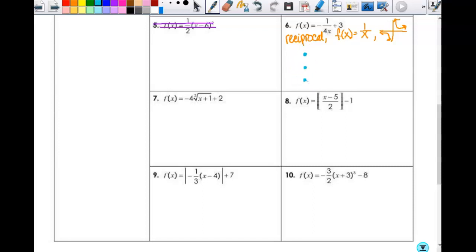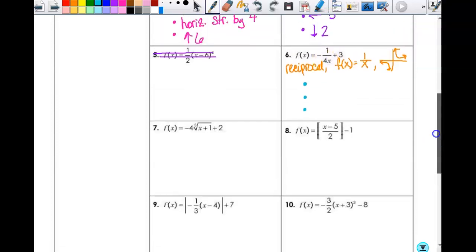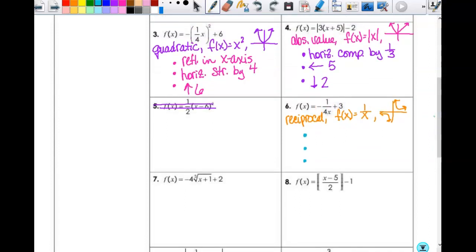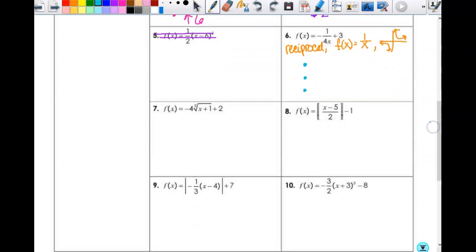That negative, does it affect x or does it affect y? Does it happen before or after you have 1 over x? Well, if I took out the x squared part of it, you see how the minus would be left behind? If I take out the 1 over x part right here, you see how the negative would be left behind? So technically that one affects y. So this would be a reflection in what? The x-axis.